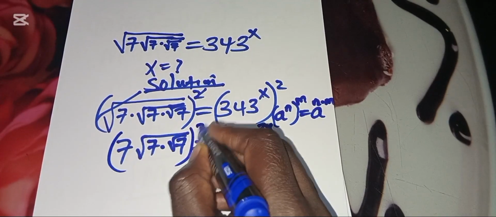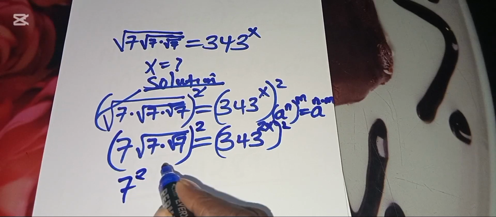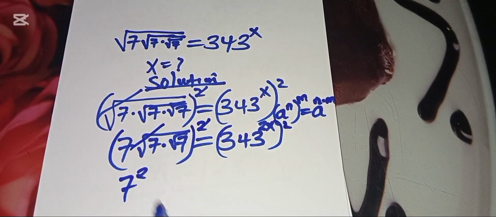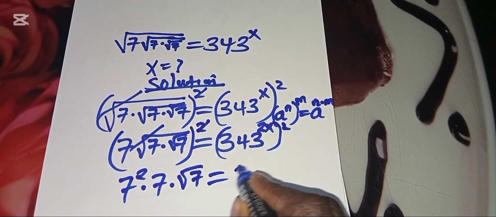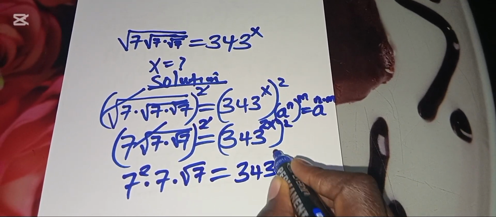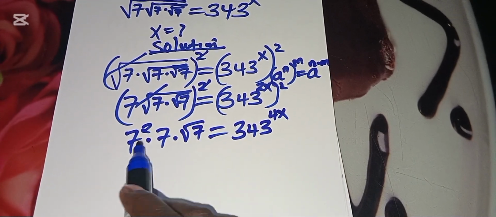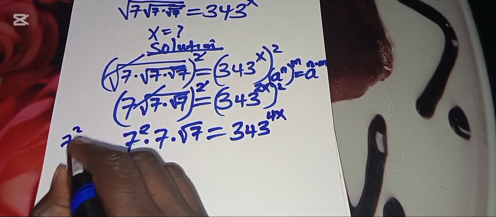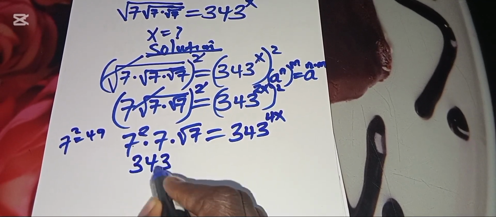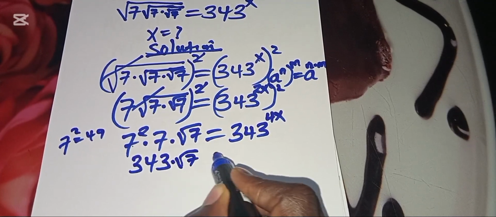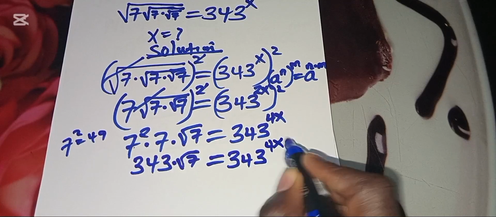So that we square again this side, so that we're going to have 7 squared, and then we eliminate the second square root sign, multiplying by square root of 7. This is equal to 343 raised to power 4x. Now from there, this is 7 squared. 7 squared is equal to 49, so 49 times 7, this is equal to 343 multiplying by square root of 7. This is equal to 343 raised to power 4x.